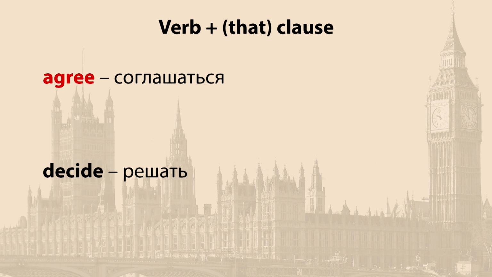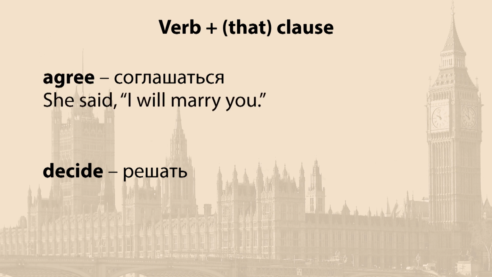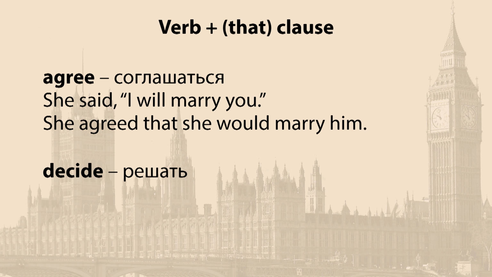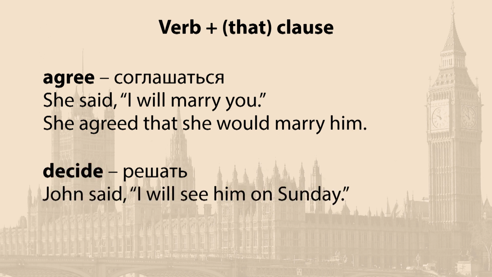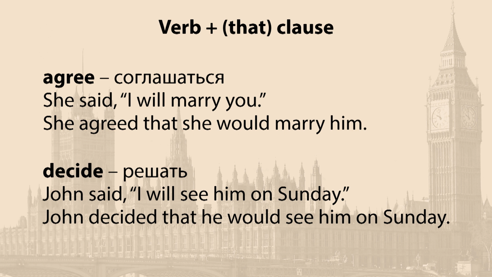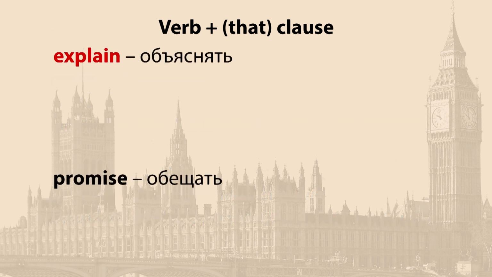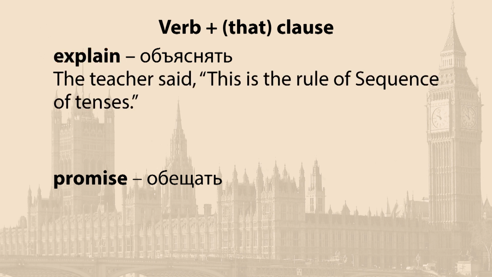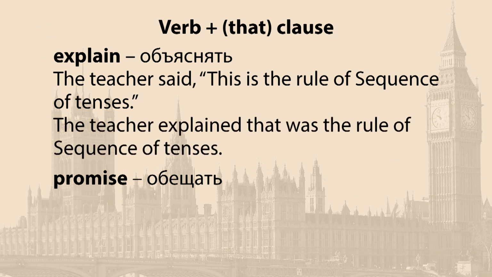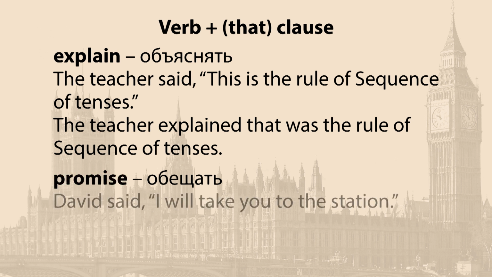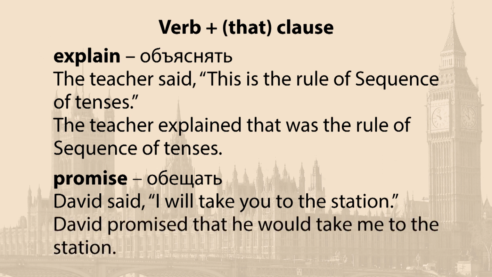Agree. She said, "I will marry you." She agreed that she would marry him. Decide. John said, "I will see him on Sunday." John decided that he would see him on Sunday. Explain. The teacher said, "This is the rule of sequence of tenses." The teacher explained that was the rule of sequence of tenses. Promise. David said, "I will take you to the station." David promised that he would take me to the station.